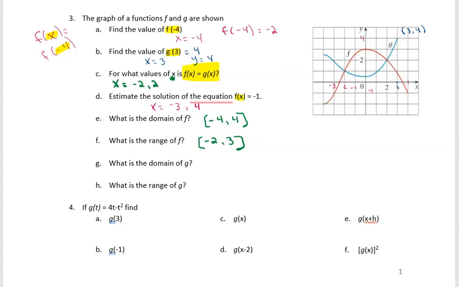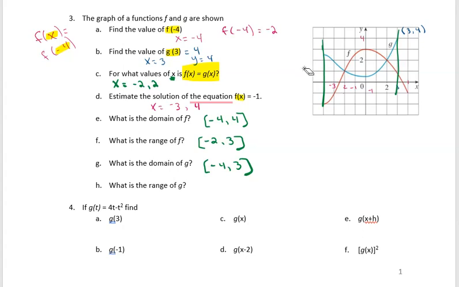So G is our blue graph. Our x values go from here to here. So from left to right, we can use -4 all the way up to 3. And again, we use our closed bracket because we're able to use -4 and we're able to use 3.